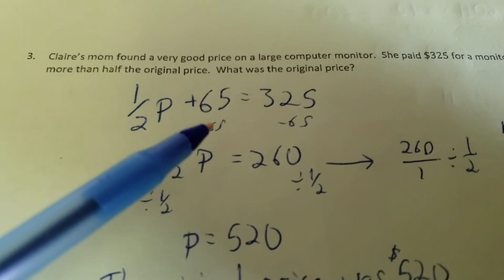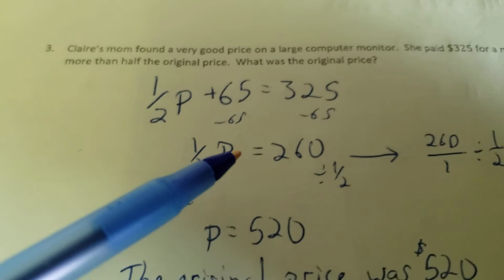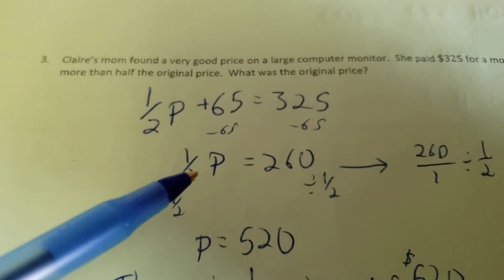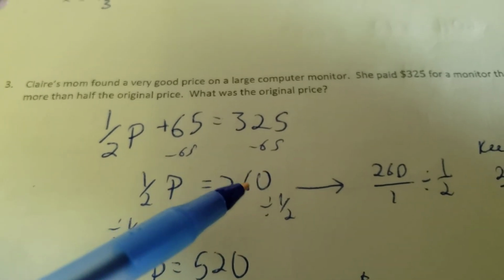All right, so get rid of the plus 65 by minus 65 on each side. You're left with 1/2 P equals 260. And you want to divide by a half because you don't want to times by a half anymore. So divide by half, it clears out this side with just P. But remember, 260 divided by a half.